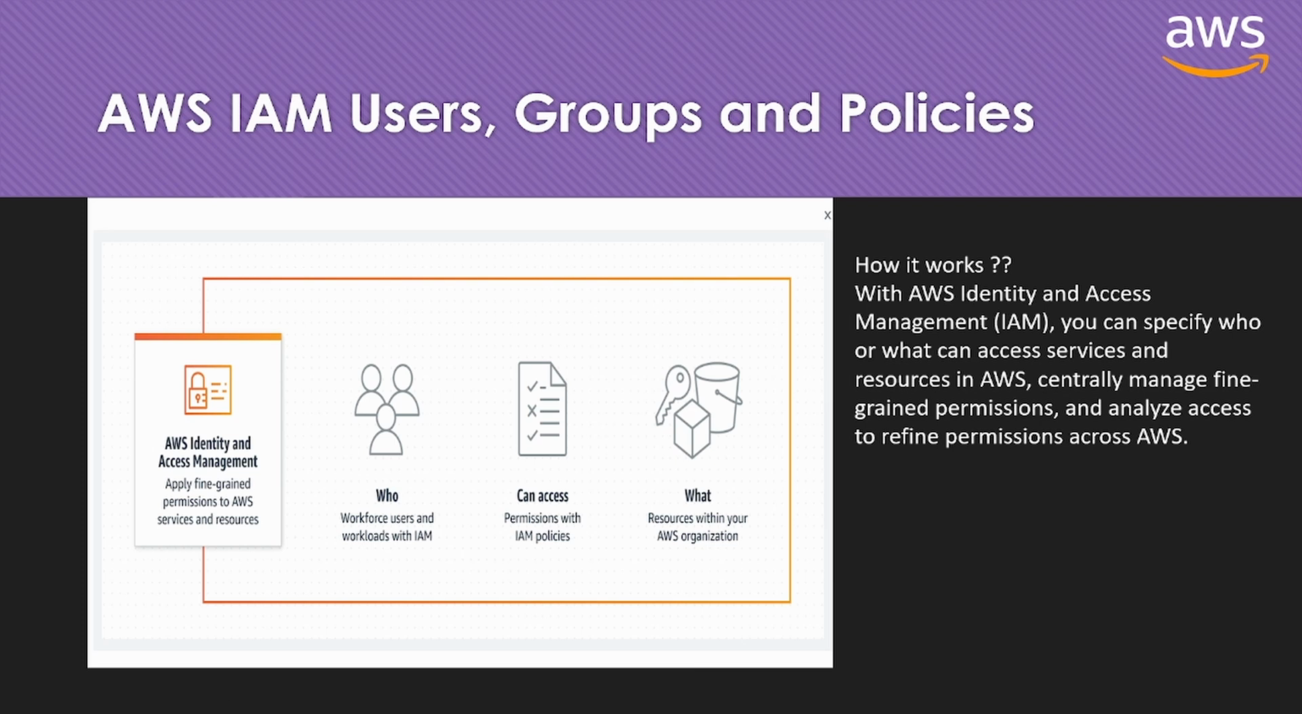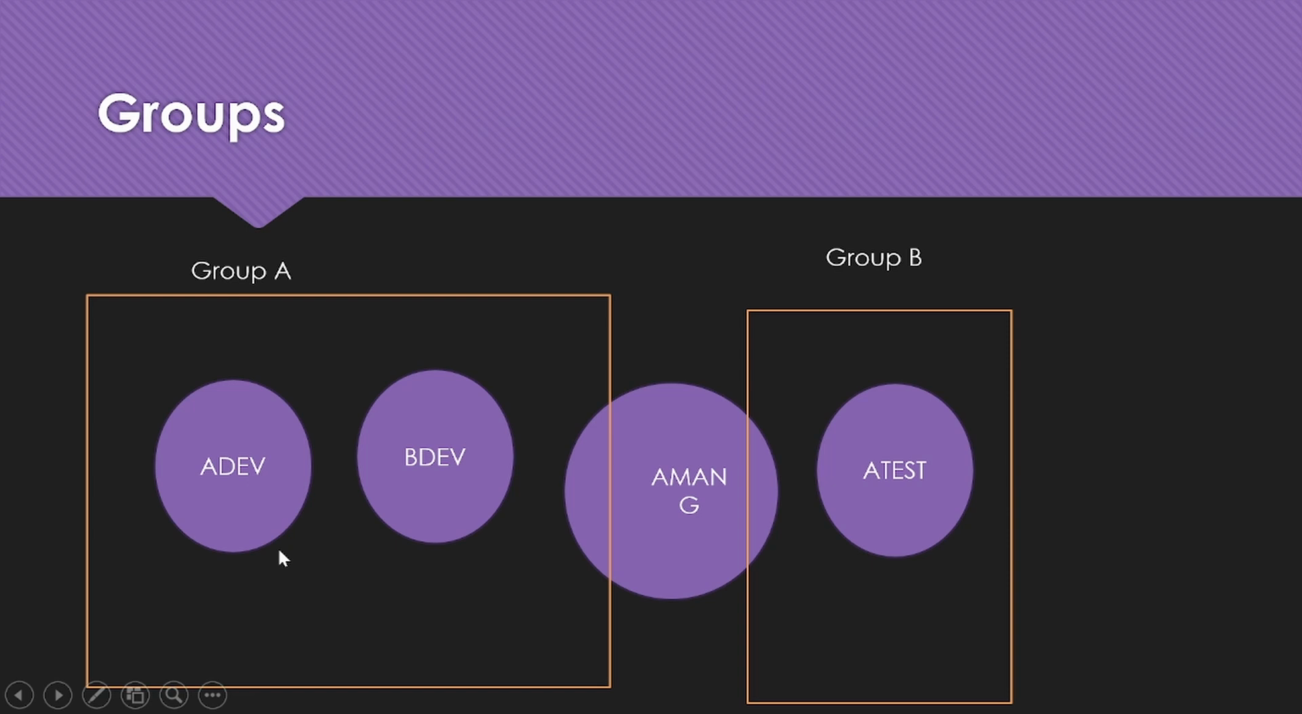IAM will allow you to create a user under the IAM service. So let's say that I want to create a user called adev, and then a user called bdev, and then a third user called atest, and I have a manager. So I have to create four users. One of the easiest ways for me to do that is to first create groups. So why would I want to create groups, right?